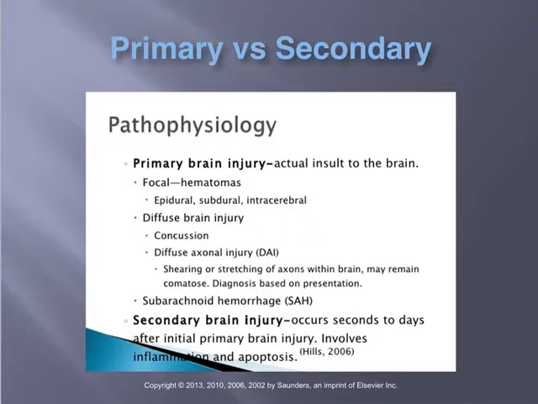Just a little bit of a touch base. Okay, primary versus secondary. This breaks it down very clearly for you. Primary brain injury is an actual insult or injury to the brain. The secondary brain injury occurs after it, and that involves inflammation, and apoptosis, which is cell death, also cellular, programmed cell death is another way to think of that.